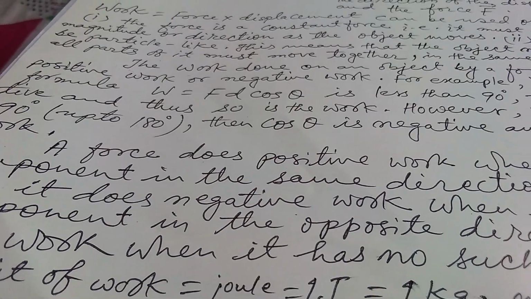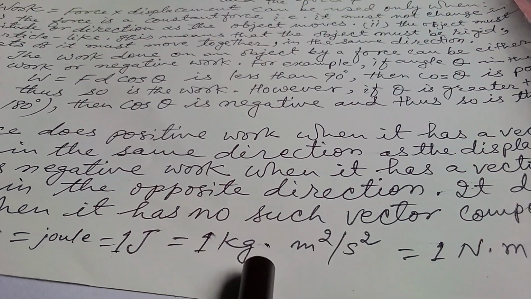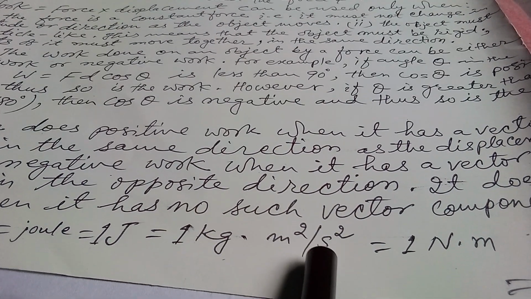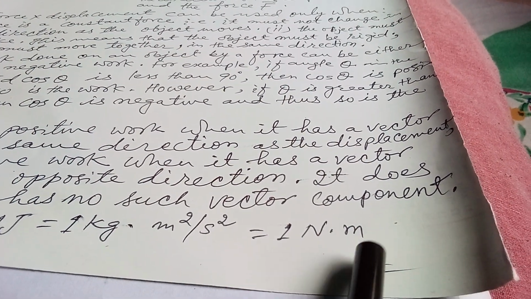SI unit of work equals joule, and that is 1 joule equals 1 kg meter squared per second squared, and that equals 1 newton meter.